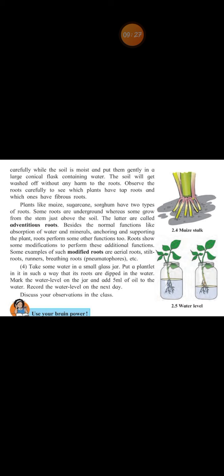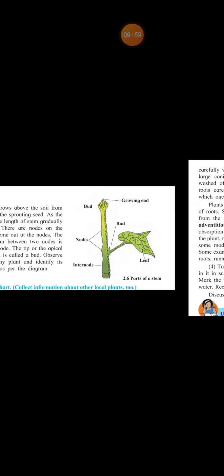Now, we will see about water level. For that, you have to do an experiment. Take some water in a small glass jar. Put a plantlet in it in such a way that its roots are dipped in the water. Mark the water level on the jar and add 5 ml of oil to the water. Record the water level on the next day. Children, what will be your observations? Yes, your observations will be the level of the water has decreased.